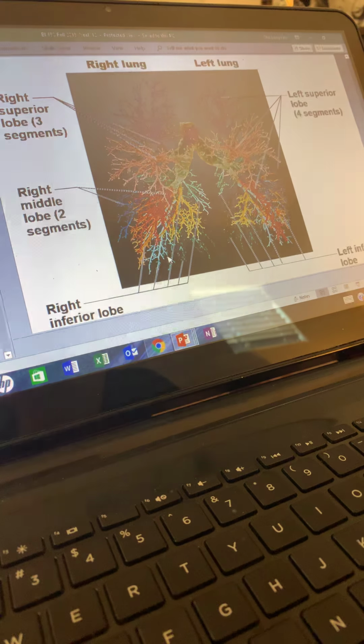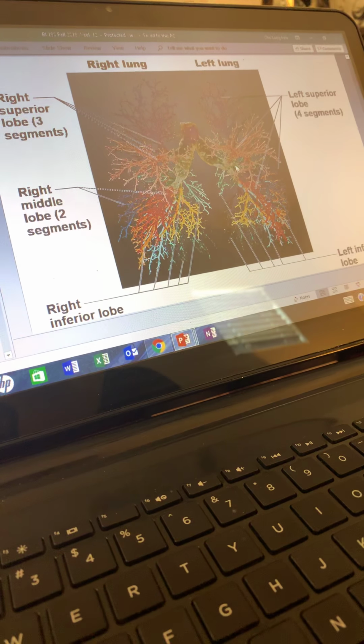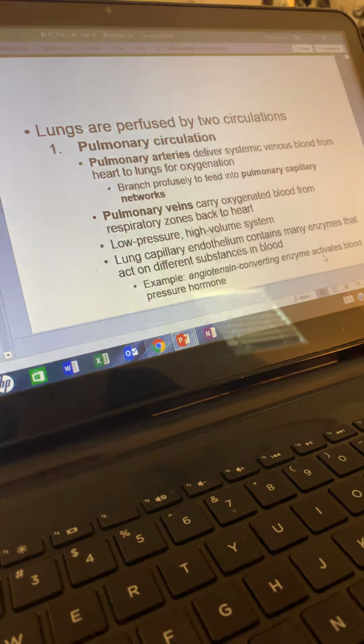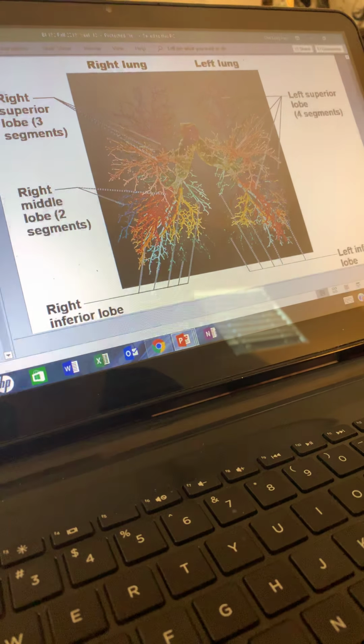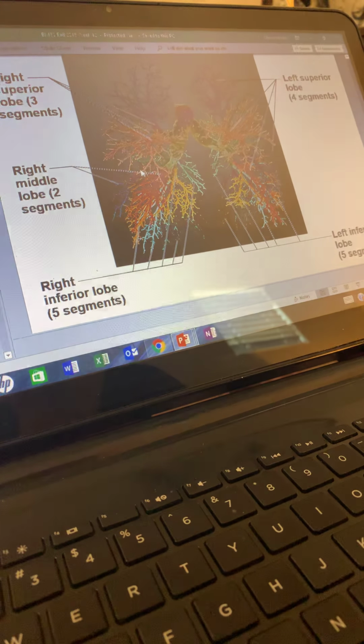Here, this is the image of just the bronchi, the bronchial tree. It actually looks like a tree, and the fact that the segments are using different colors is really fantastic. The left superior lobe has 4 segments, 1, 2, 3, and 4, and then the left inferior lobe has 5 segments, and that's the left lung for you. The right superior lobe has 3 segments, the right middle lobe has 2, and the right inferior lobe has 5.